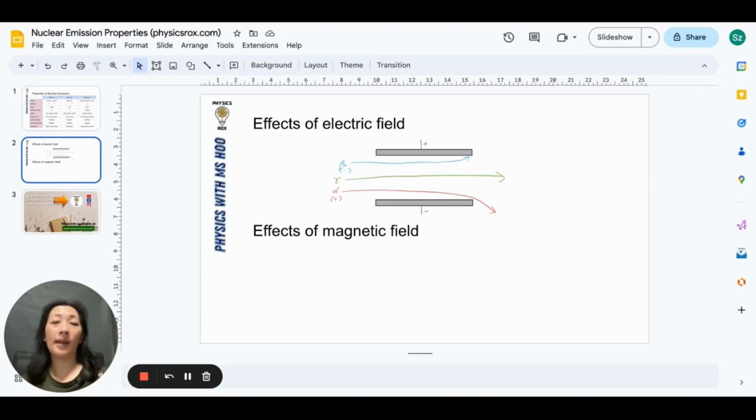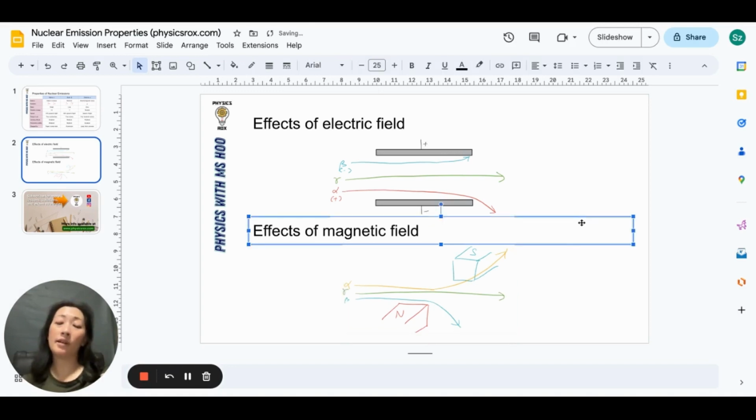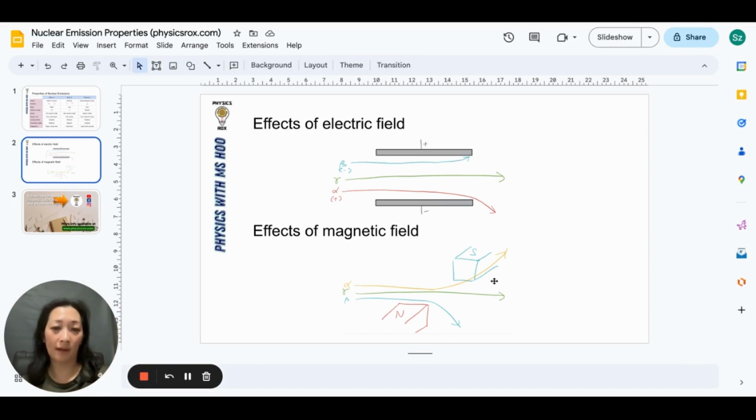In terms of the magnetic field, we would need to determine the direction of deflection using Fleming's left-hand rule. Generally, you need to remember that alpha and beta would deflect in opposite directions, with beta deflecting at a greater angle, again because of its lower mass, while gamma, because it's carrying no charge, has no deflection.